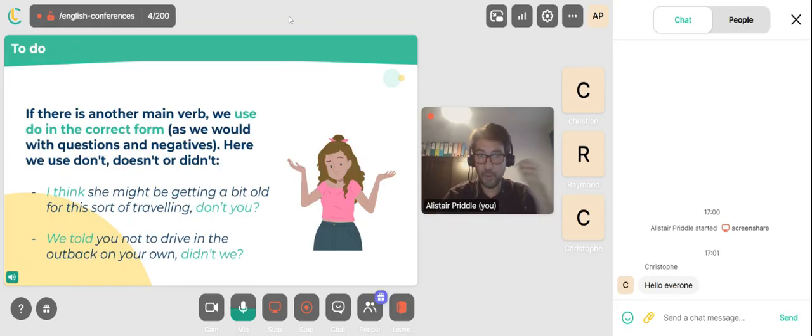Now let's think about the verb to do. So if there is another main verb, we use do in the correct form, as we would with normal questions and negatives. Here we use don't, doesn't, or didn't. I think she might be getting a bit old for this sort of travelling, don't you? We told you not to drive in the outback on your own, didn't we?